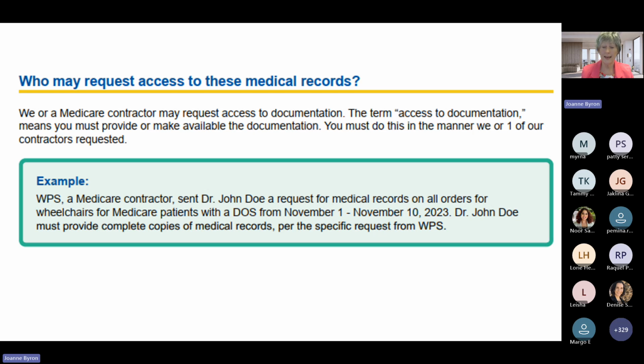Now, Medicare just came out with an alert that there are phishing scammers. They're emailing and faxing requests for records, and they're not valid. They're trying to get a hold of patients' information for illegal purposes. Anything that doesn't look right, you want to validate the request and make sure that you should be responding.